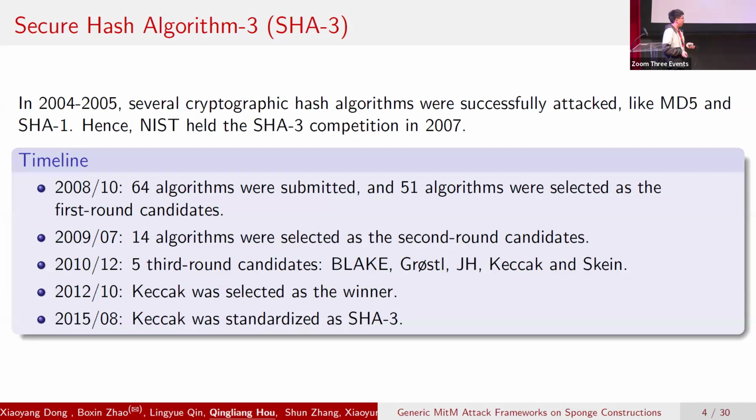However, at the beginning of the 21st century, many famous hash functions like MD5 and SHA-1 were broken successfully. So NIST had to hold the SHA-3 competition, and Keccak was selected as the winner.